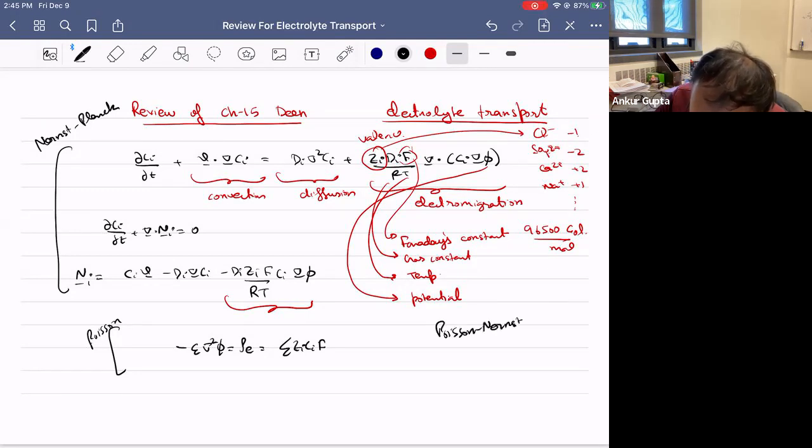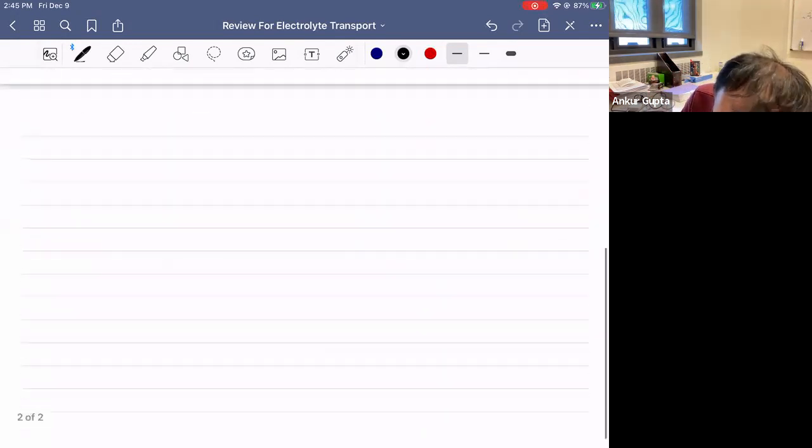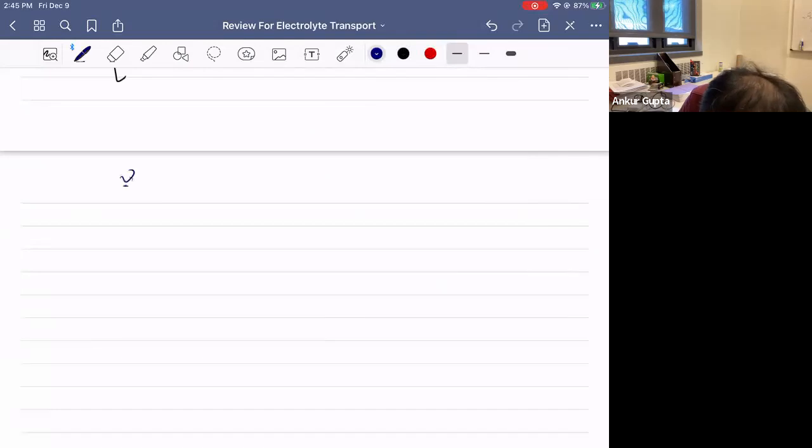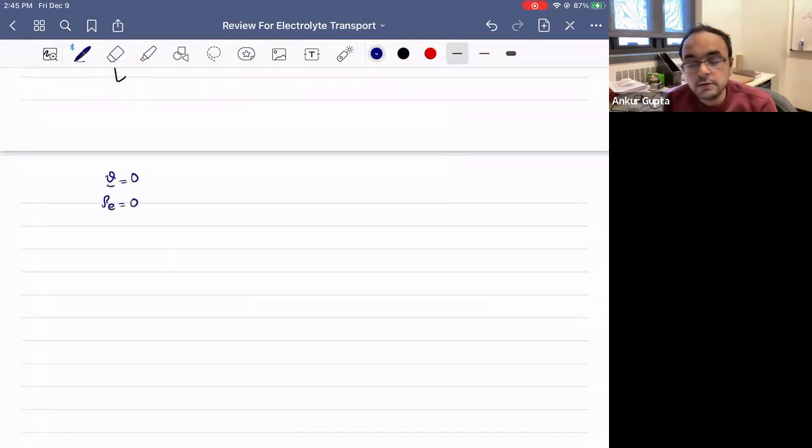And we said if we knew how to solve the full problem, we would, but they're very complicated. So we studied the simplest analysis. First, we said rho E is equal to 0 and 2 ions. So we studied the simple case when velocity is equal to 0, and rho E is equal to 0 everywhere. And then we said we only have 2 ions, Z plus minus and D plus minus. And we have a 1D system.